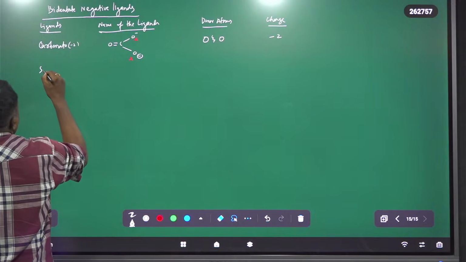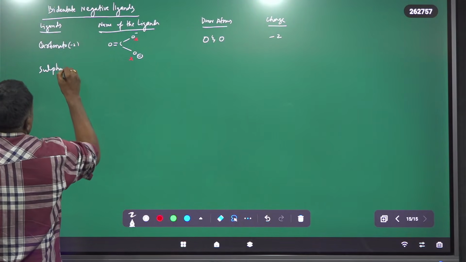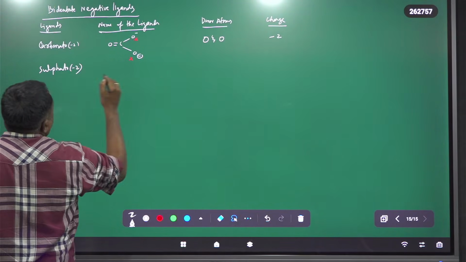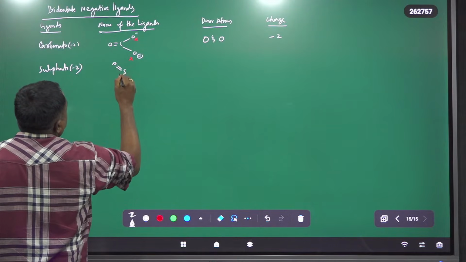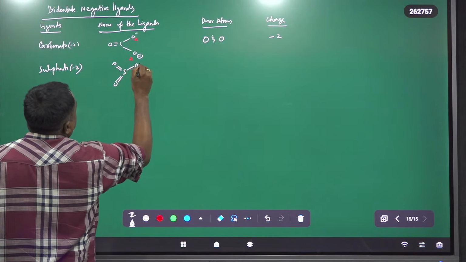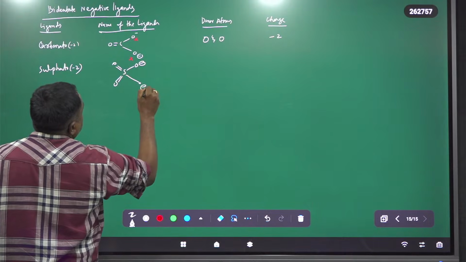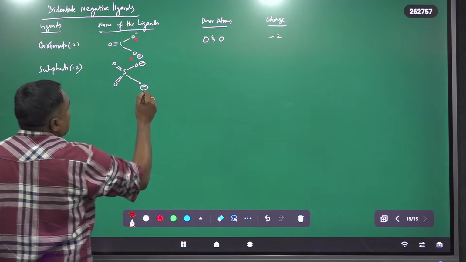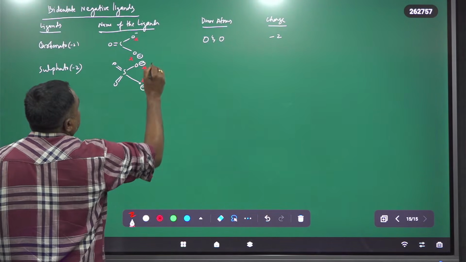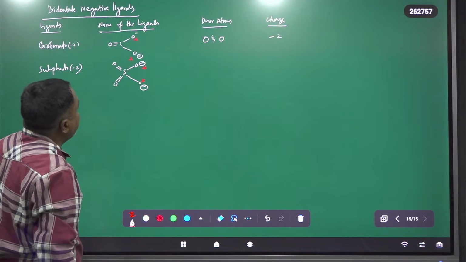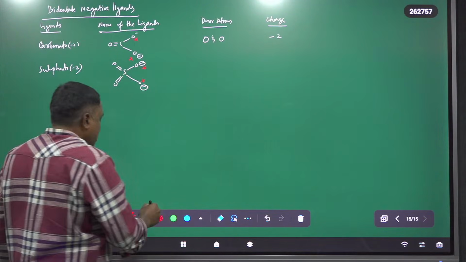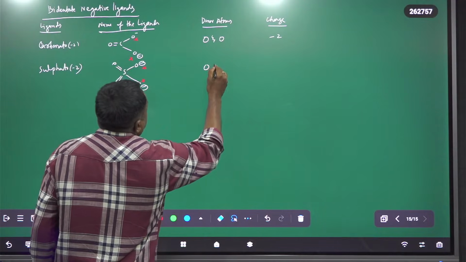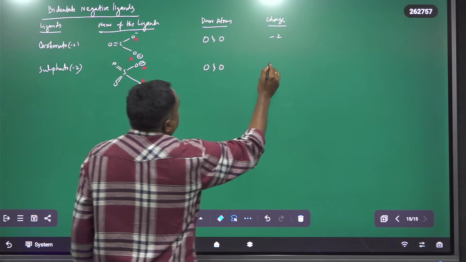After this, sulfato, also minus 2. S double bond O, this is double bond O minus, this is also O minus. How many donor atoms? This is a donor atom, this is another donor atom. Therefore it is bidentate with negative charge. Both donor atoms are oxygen and oxygen, and minus 2 is the charge.